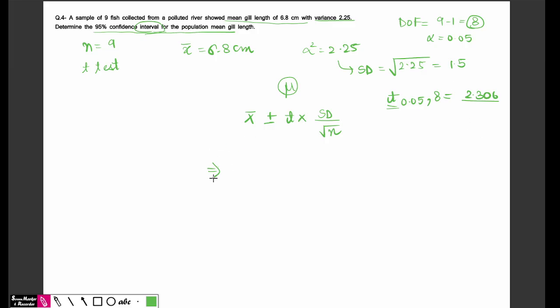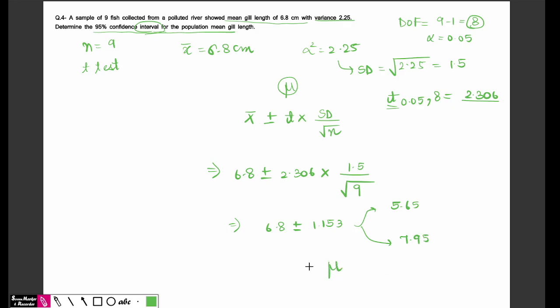Now you will simply put the values here. So x bar, or the sample mean, comes out to be 6.8 plus minus the t value, 2.306, multiplied by the standard deviation, which is 1.5, divided by root of n, that is root of 9. So this comes out to be 6.8 plus minus 1.153. So it can have a lower range of 5.65 and a higher range of 7.95.